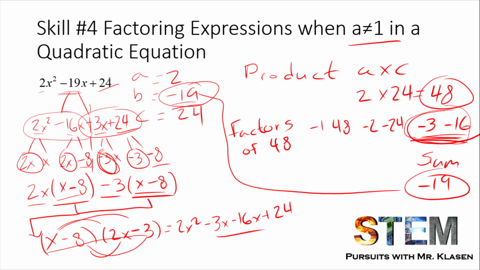So if we check that against our original quadratic, you'll see that this matches up and that this term here is our solution. So our solution is 8 minus x times 2x minus 3. And that is how you would factor a quadratic where a does not equal 1.